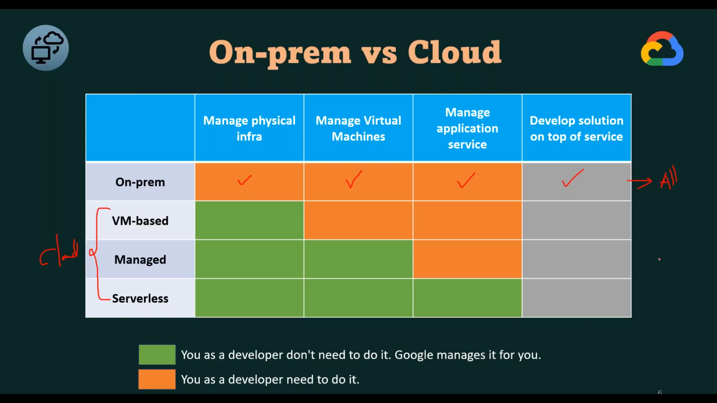But what is the advantage of the cloud? In the cloud, you have three options. Look here, guys, it's very interesting now. When you go to the cloud, you have three types of services: virtual machine based services, managed services, and serverless services. This is the categorization, this is how I define it. So I have three options: virtual machine based, managed, and serverless. Sir, what is the difference, if you ask me?